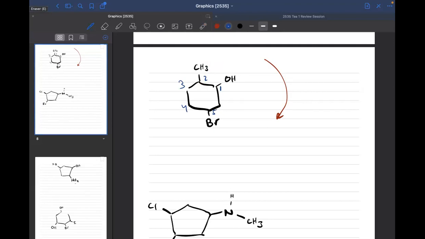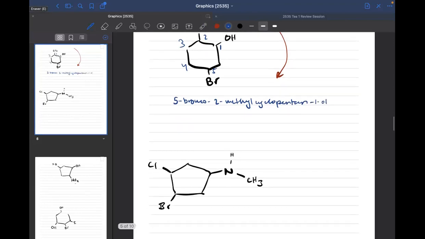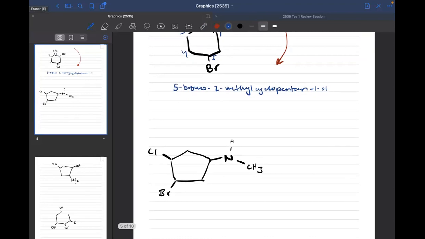So that's pretty easy. Let's go ahead and name it. 5-bromo, 2-methyl, cyclopentanol. And it's a good habit to write that 1 there just in case. If you have an alcohol that's not on the first carbon, you have to have it there. It's just a good habit.